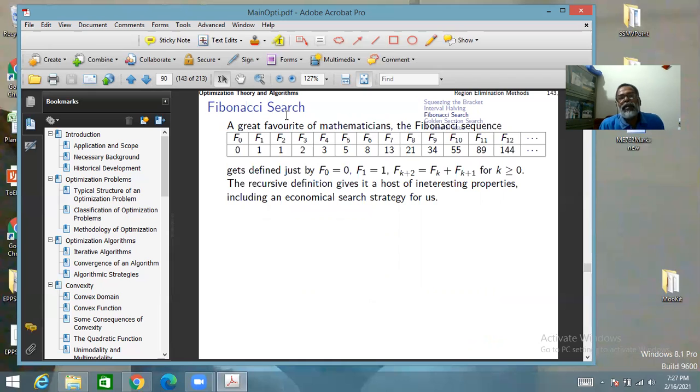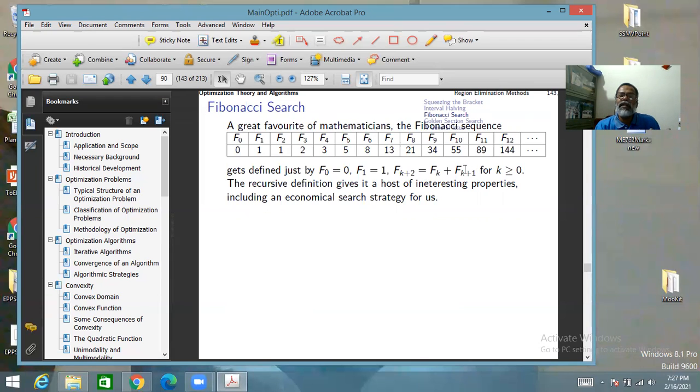It works on the basis of something called the Fibonacci sequence. That's a sequence which is a very great favorite of mathematicians, because it has an enormous number of interesting properties. Its definition is a sequence in which the 0th element is 0, the first element is 1, and from that point onwards, F2 onwards, get defined by this recursive relation.